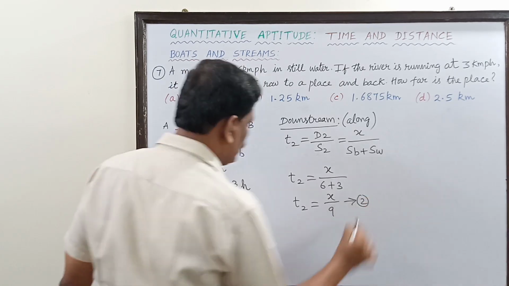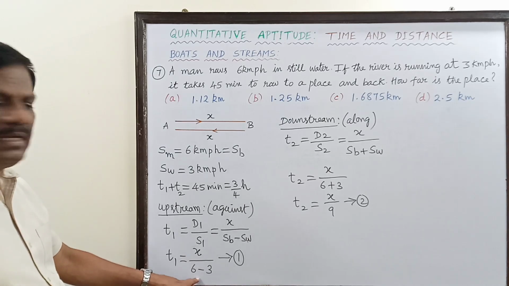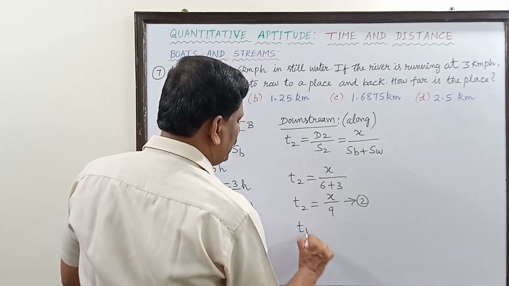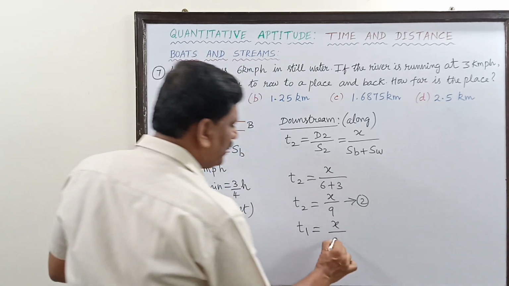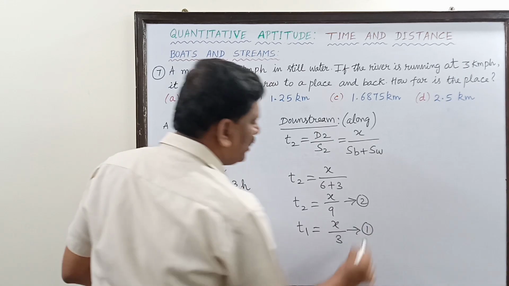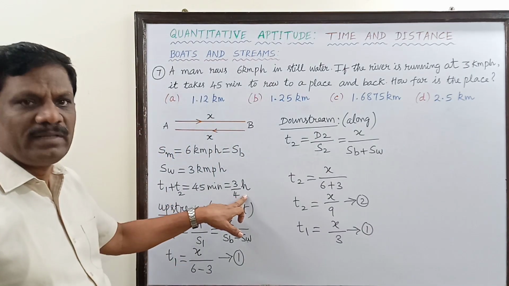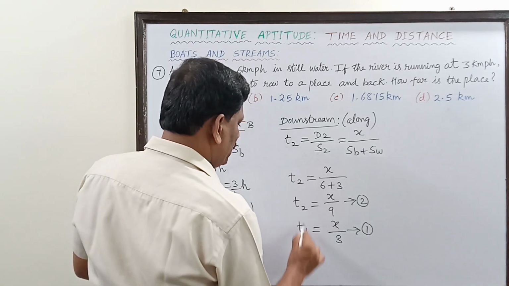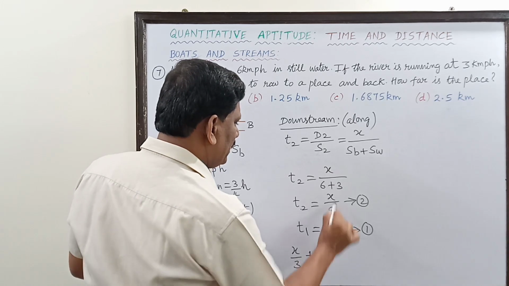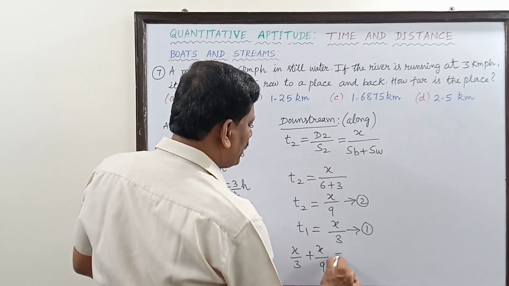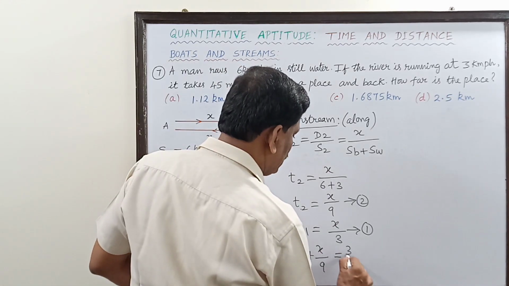This is equation 2. And 6 minus 3 is 3, so T1 is equal to x divided by 3. So I am rewriting equation 1. The total time taken is 3 by 4 hour. So T1 plus T2 is equal to x by 3 plus x by 9, which is equal to the total time taken, 3 by 4 hour.